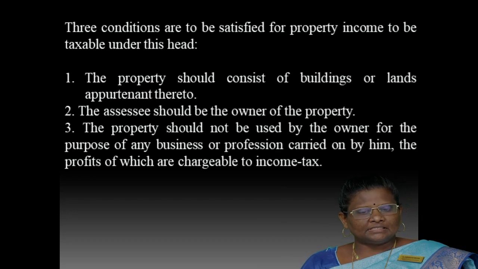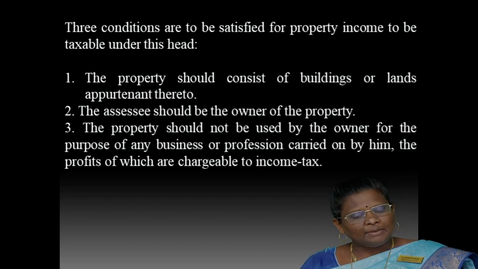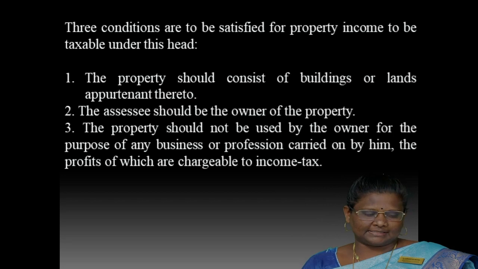There are three conditions which are to be satisfied for property income to be taxable under this head. Number one, the property should consist of buildings or lands appertaining thereto, that is, appurtenant means attached with the building. Number two, the assessee should be the owner of the property. Number three, the property should not be used by the owner for the purpose of any business or profession carried on by him, the profits of which are chargeable to income tax.